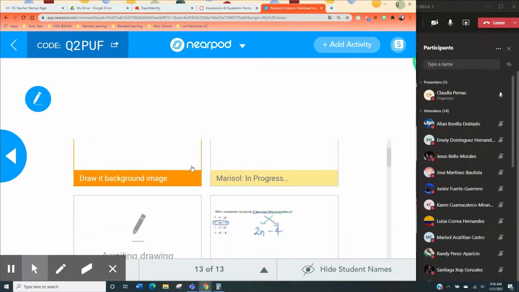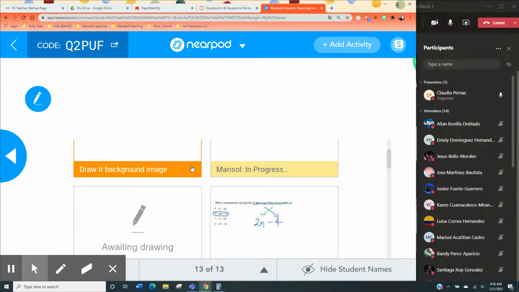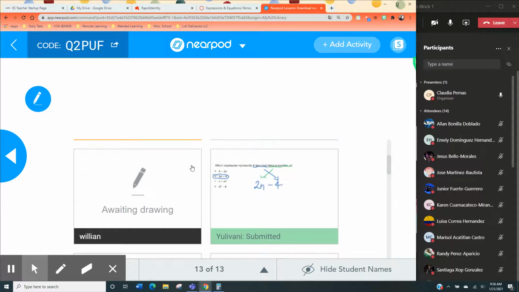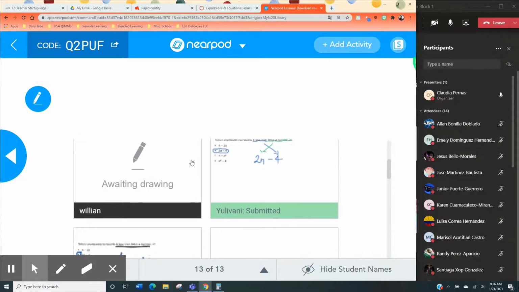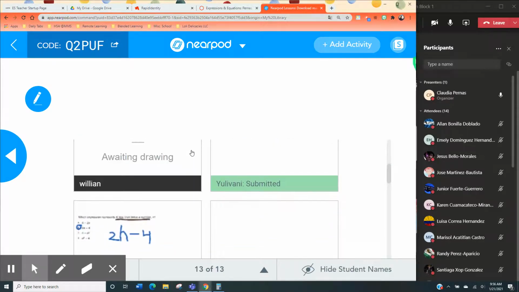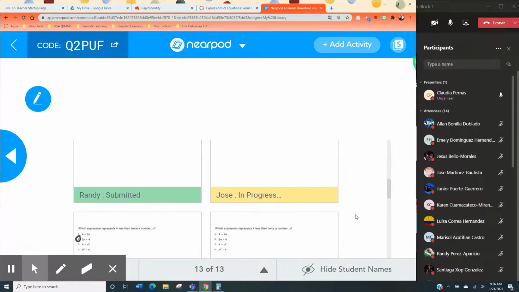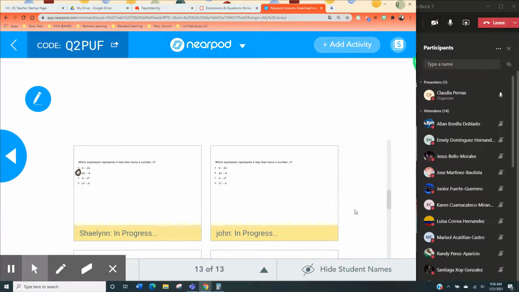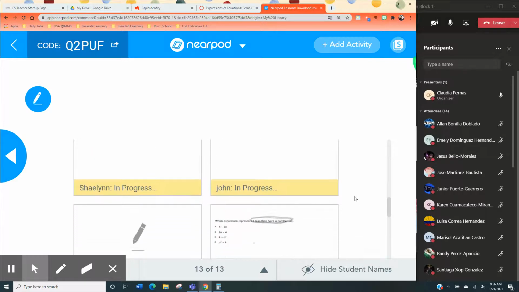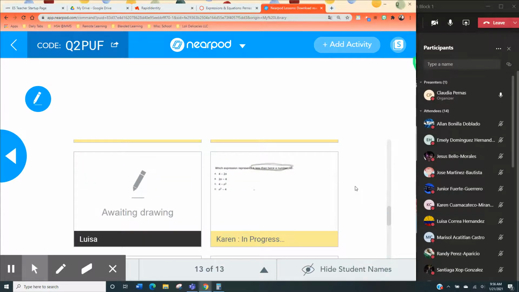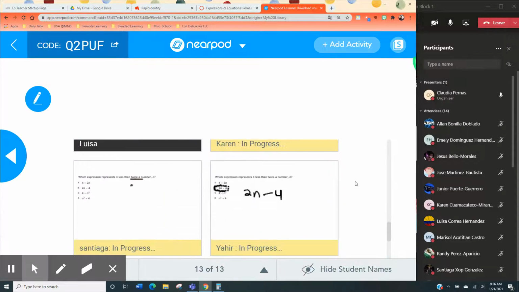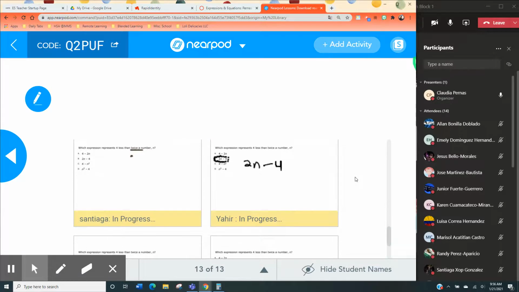Remember that key word, less than. Does that mean I'm putting -4 first or -4 after? Yulivani, yours looks good. You can start your classwork. William, I'm not seeing anything. Randy, yours is also good. Shaylin, you too. Louisa, I'm still not seeing anything. Yair, yours is good.